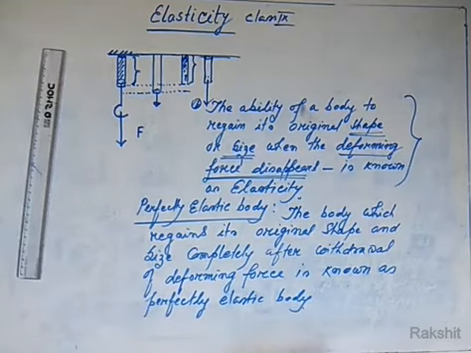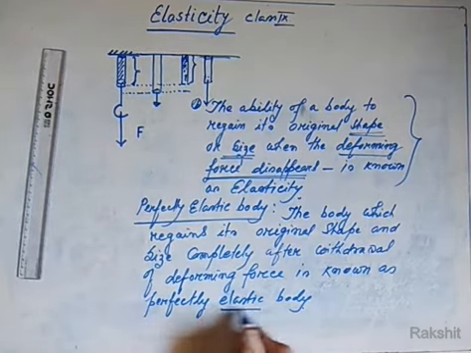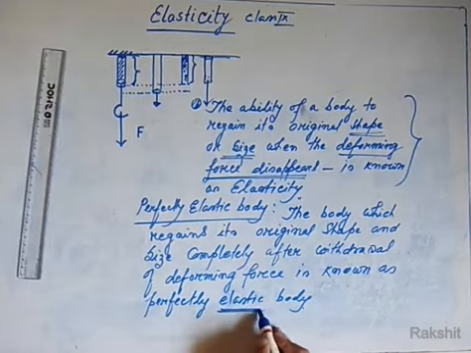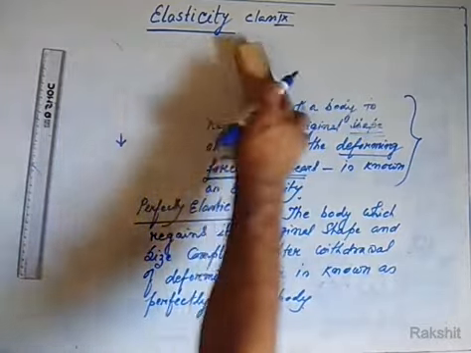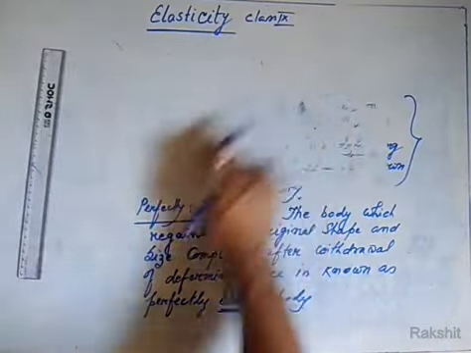Now, there is another kind of body, that is perfectly plastic body. So perfectly elastic body, remember the spelling, perfectly elastic body. Now perfectly plastic body. So which is perfectly plastic body?